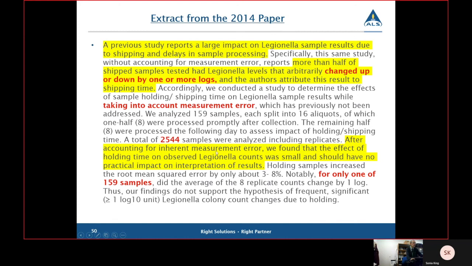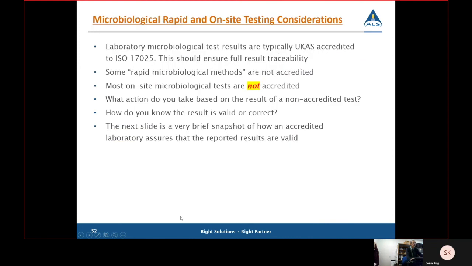After accounting for inherent measurement error, we found that the effect of holding time on observed Legionella counts was small and should have no practical impact on the interpretation of results. Holding times increased the root mean squared errors by only 3 to 8%. Notably, only 1 out of 159 samples, according to the average of the 8 replicate counts, changed by 1 log. Thus, our findings do not support the hypothesis of significant greater than 1 log10 Legionella colony changes due to holding.